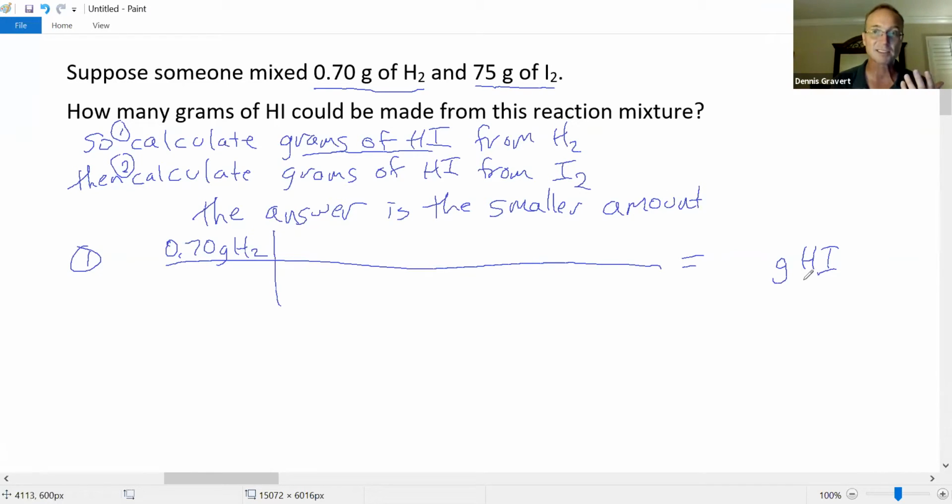And my thought process is, wait, grams and grams already match. I don't need to convert those. Ooh, but hydrogen gas is not a match for HI. I need to change H2 into HI. And the only way to change one molecule to another is with a balanced chemical equation. Where's the balanced equation? We need to figure it out. So we're told, mix some H2 with some I2 and make some HI. So let's find the balanced equation.